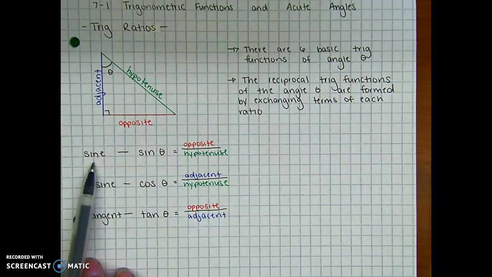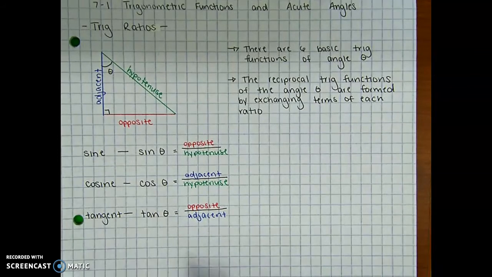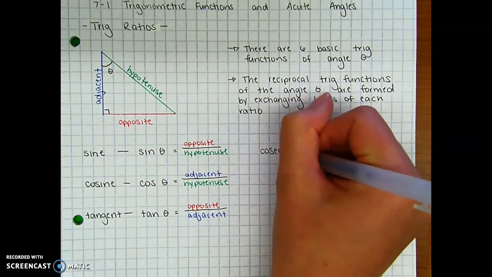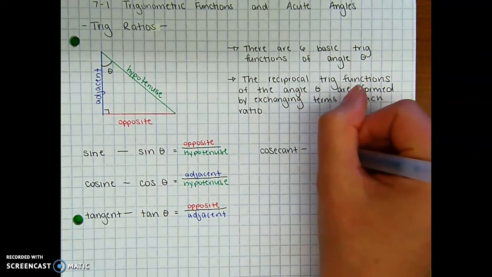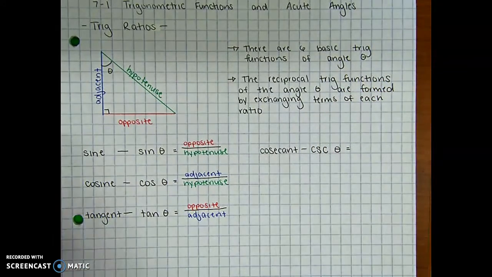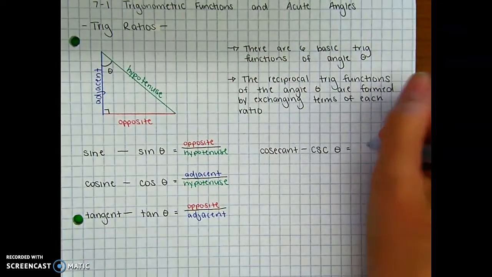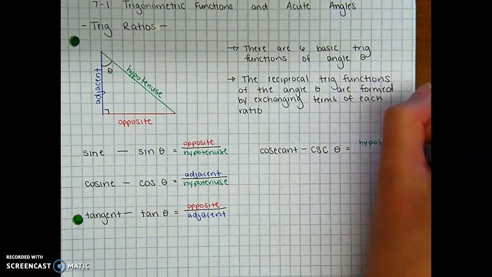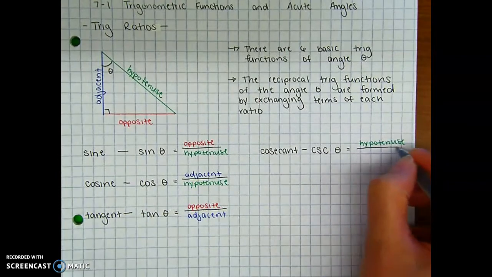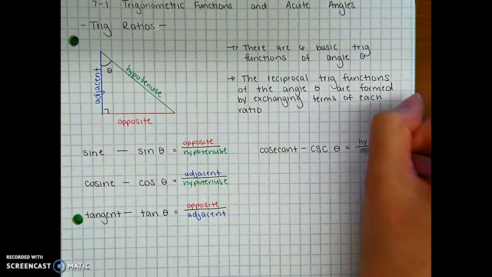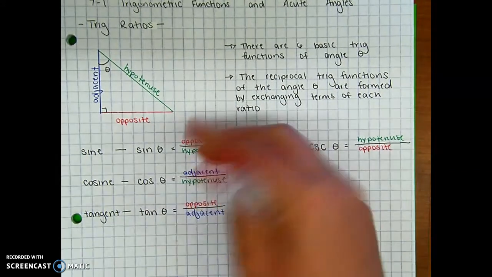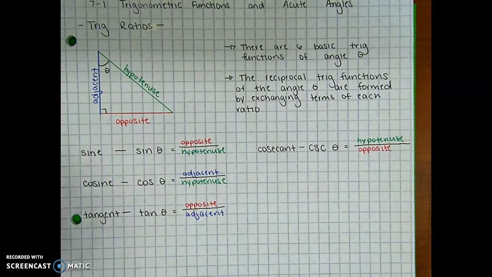Alright, so the reciprocal function for sine is called cosecant. It is denoted CSC of theta. And it's going to be the reciprocal of this, so it's hypotenuse over opposite. Hence why it's called a reciprocal function, right? Because it's the reciprocal of the fraction.